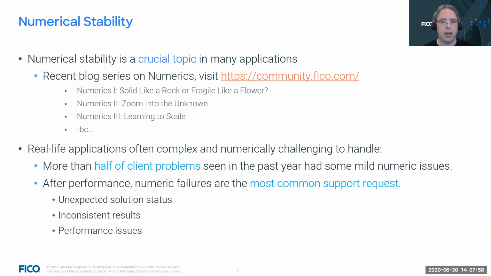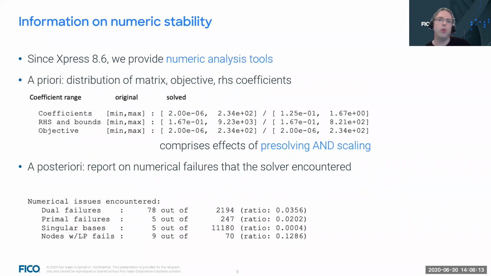Numeric issues might also come in the form of performance issues. For example, the simplex method goes cycling. And all of that is of course not wanted. The question is, what can we do about it? So first of all, how can we see whether our model has numeric issues?